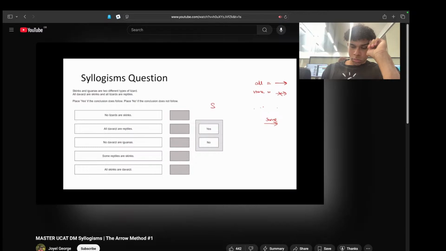Okay, so let's start off with this then. So skinks and iguanas are two different types of lizard. So skink is a lizard and iguana is a lizard. And I always like to draw the arrow in the direction of the speech. So a skink is a type of lizard. Does that make sense? So skinks and iguanas are two different types of lizard. All Devasi are skinks, and all lizards are reptiles.